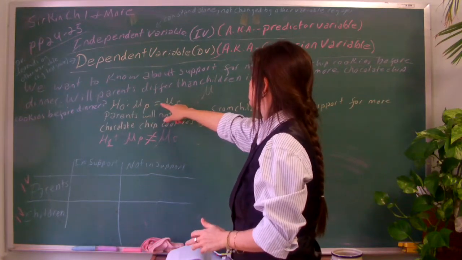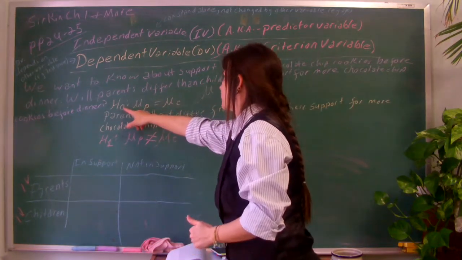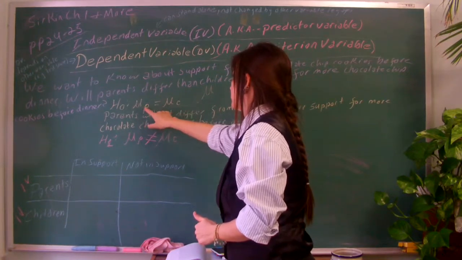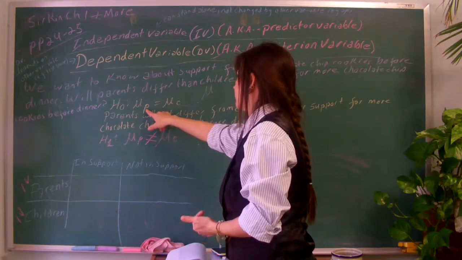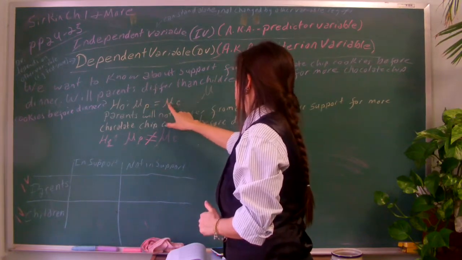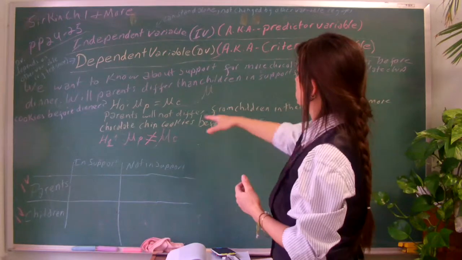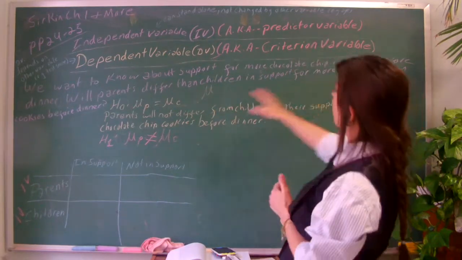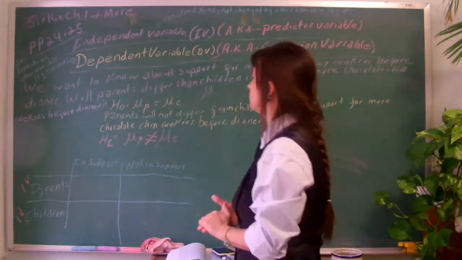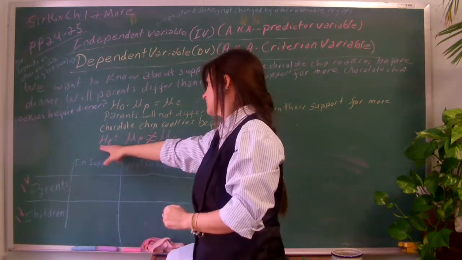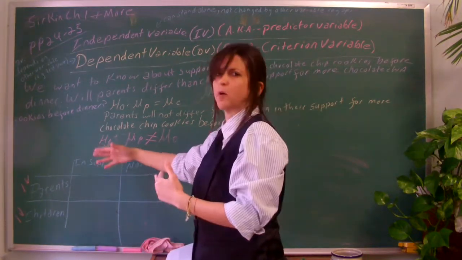When you type that in, it will look prettier and more precise than this. So H subscript 0, the null hypothesis, states that mu subscript P for parents is equal to mu subscript C for children. This basically says parents will not differ from children in their support for more chocolate chip cookies before dinner.